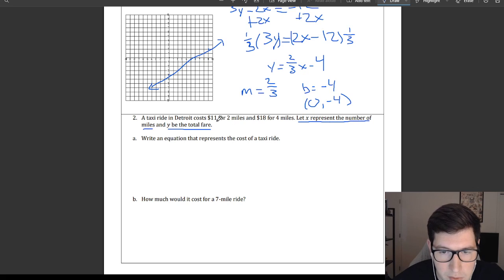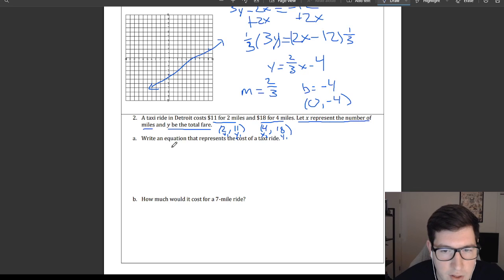And then they also give us some other information here. We have this 11 and 2 and this 18 and 4, and we're going to use these to form our coordinate points. So I know that we're going to have 2, 11. We're also going to have 4, 18. And then this is going to be my x1. This will be y1. This is going to be x2. This will be y2, because 2a says to write an equation that represents the total cost of a taxi ride.